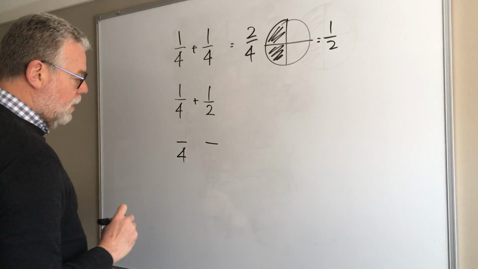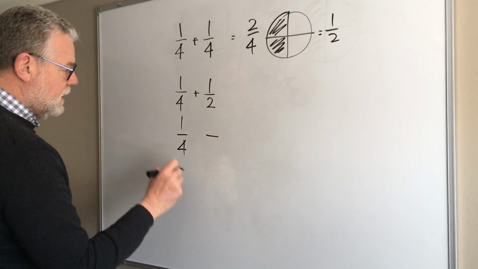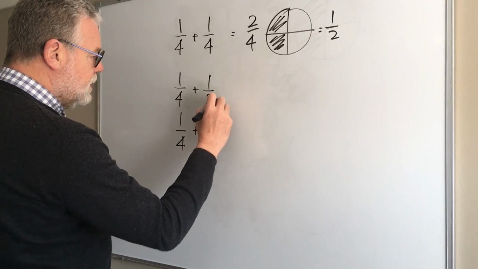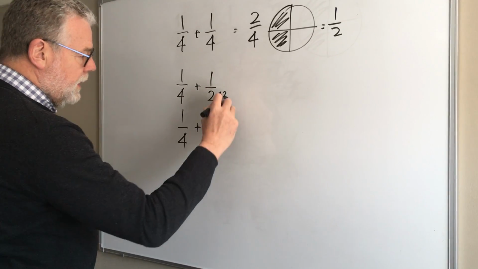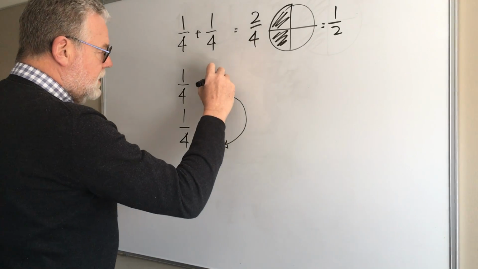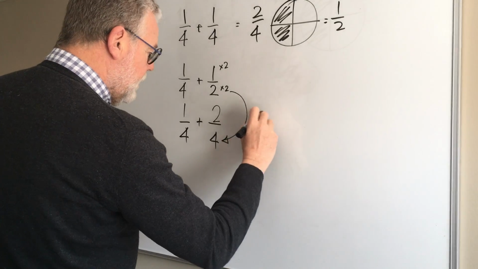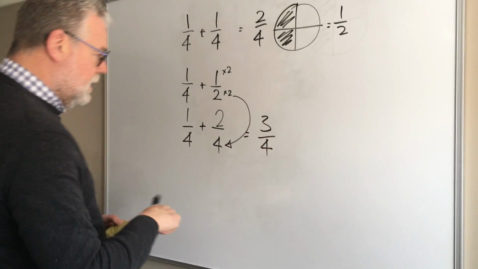So we can use the denominator as 4. We don't have to change anything there. We know if we're to turn a half into quarters, if I multiply that by 2, I've got to do the same to the top. So a half we know is 2 quarters, and now we can add it together.